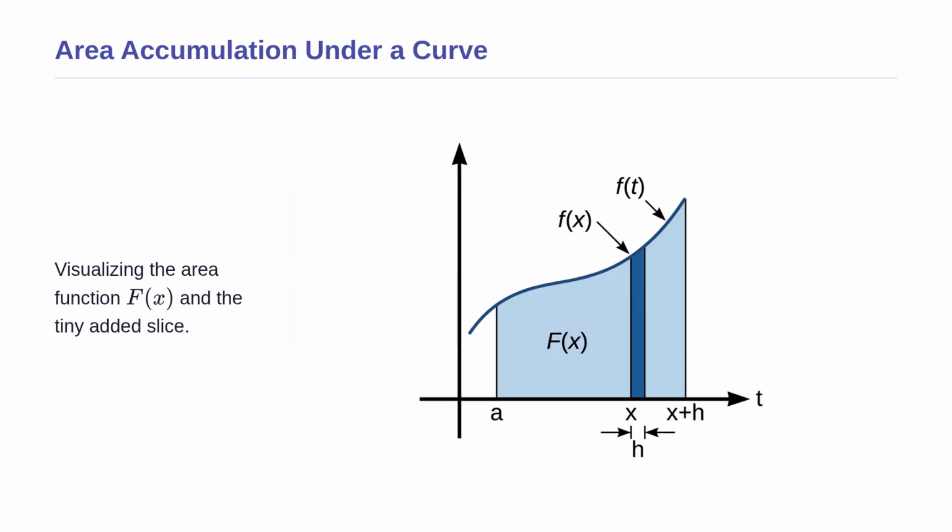To visualize what we just discussed, look at this graph. The horizontal axis represents our variable t, and the curve is our function f of t. The light blue shaded region is our area function, F of x, accumulating area from a fixed starting point a up to a moving point x. When we move a tiny step forward by a distance h, we add a thin dark blue slice of new area. The height of this new slice is exactly the height of our function at x.